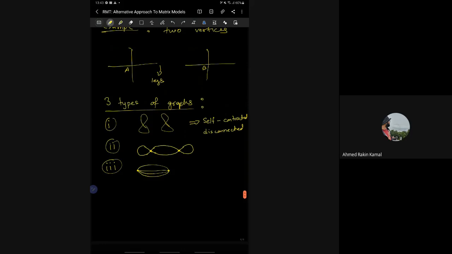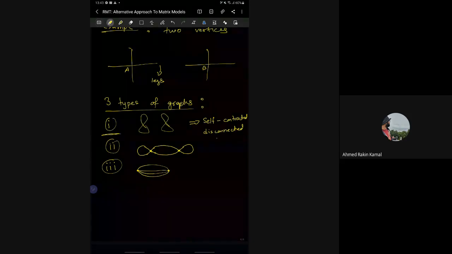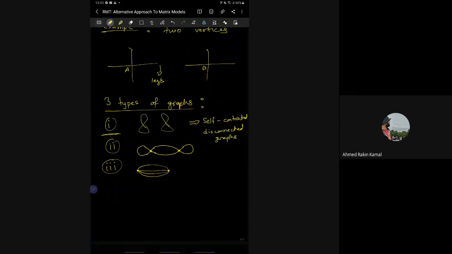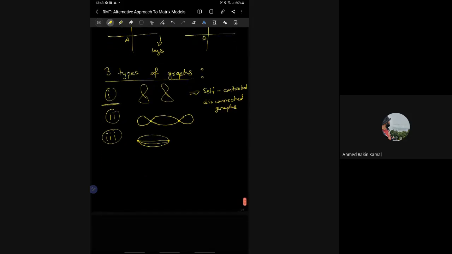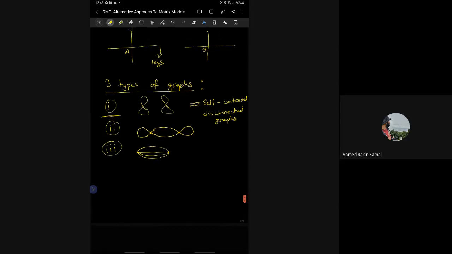So these are the 3 possible types of graphs we generate. So how many of them will we have? Let's say of type 1, how many of these disconnected graphs? We are calling them disconnected because A is not connected to B. How many disconnected graphs will we have? Think of it. Let's do the combinatorics again.